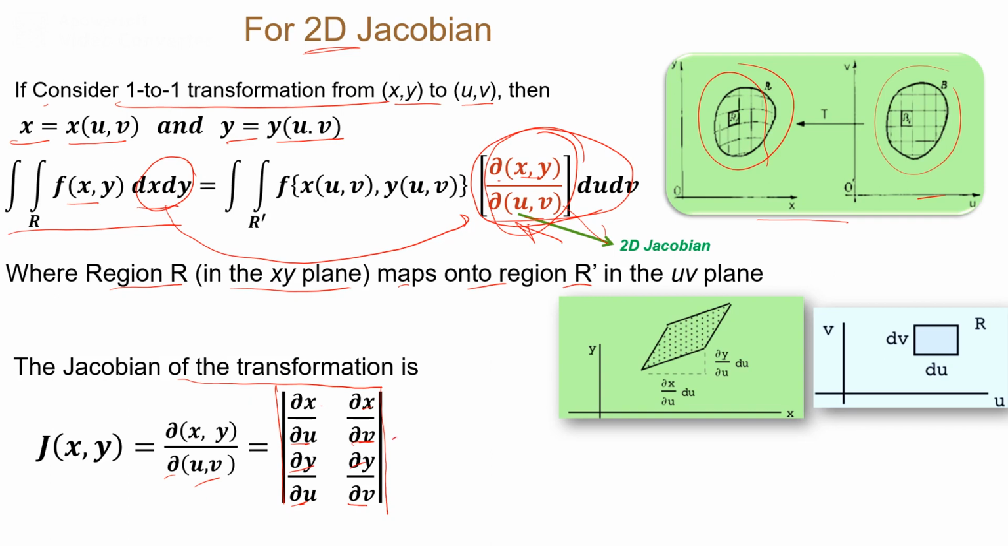We can also write it as the partial derivative of x with respect to u, the partial derivative of x with respect to v, the partial derivative of y with respect to u, and the partial derivative of y with respect to v. The determinant of that is called the Jacobian of x, y. When we say the Jacobian of x, y, it means how much change we obtain when we change the variables x and y into u, v. That is what the Jacobian tells us.